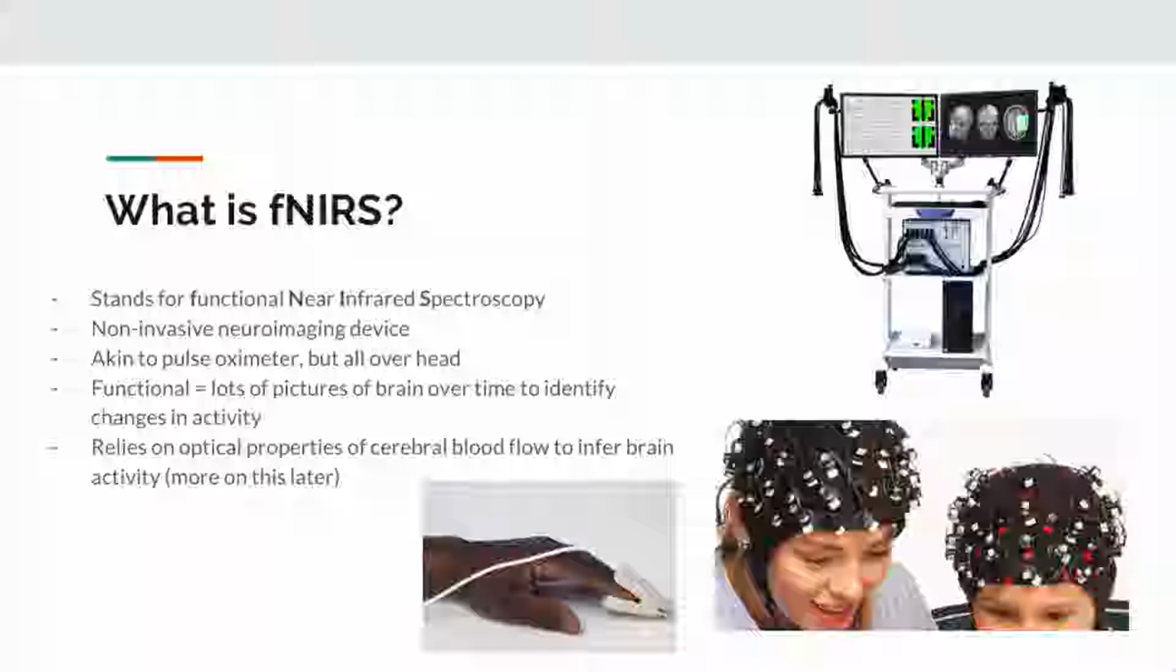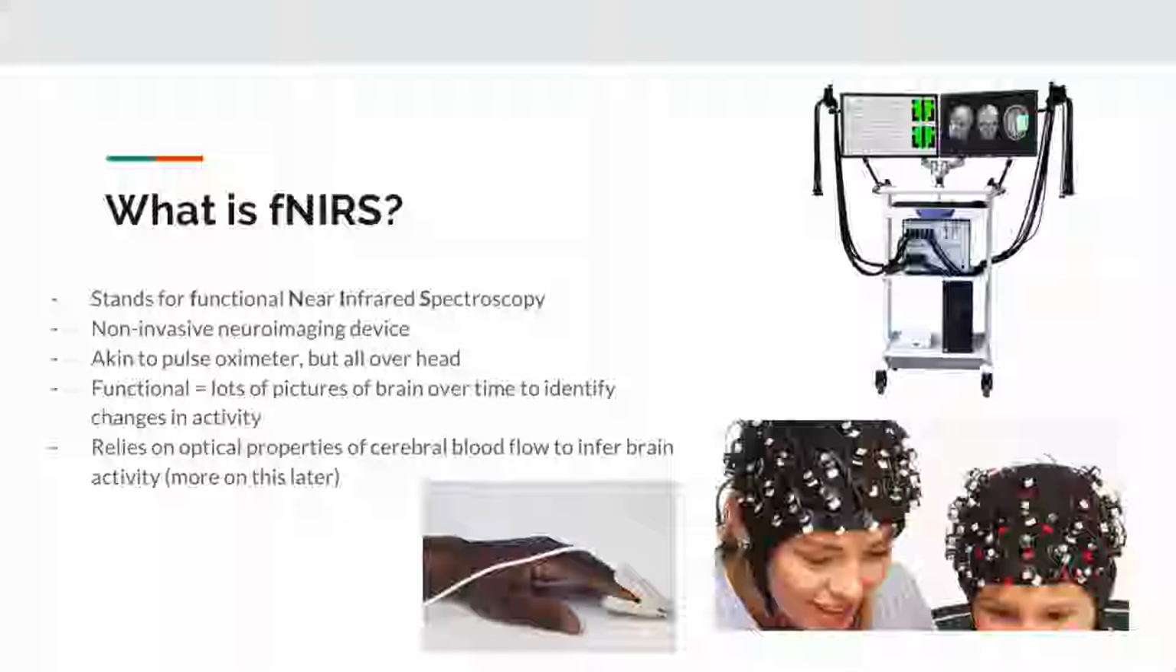So what is this thing? Well, it lives in that room. fNIRS stands for Functional Near-Infrared Spectroscopy. It's a non-invasive neuroimaging device, kind of akin to a pulse oximeter at the doctor's office. That's just using one little near-infrared emitter and detector to measure oxygenation in the blood flow in your finger. We're bringing that out to looking at blood flow over the entire head.